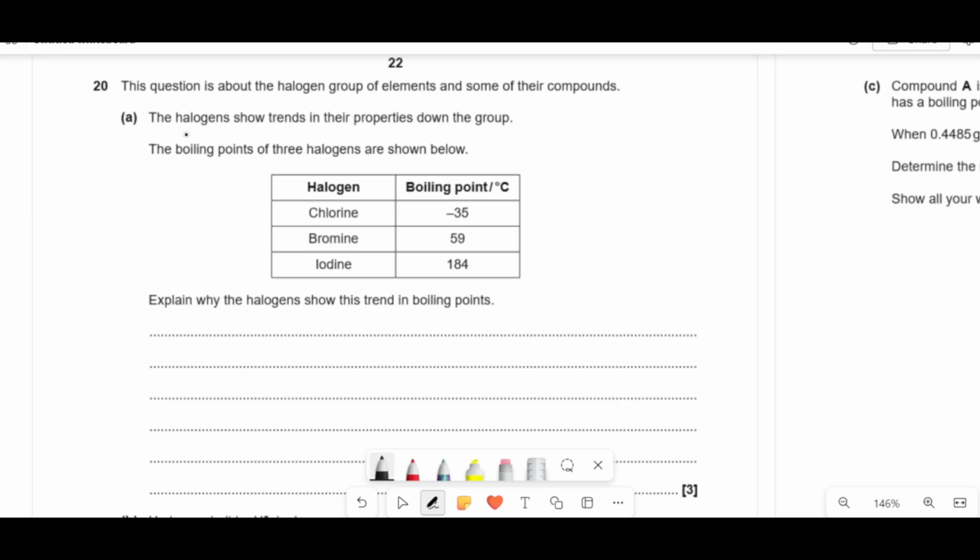So this question's about the halogen groups and elements, and it shows the trends in their properties, and it shows the boiling points down the group, and asks you to explain why they show this. Compare them side by side, right? As you go down the group, for some reason, the boiling point is getting higher.